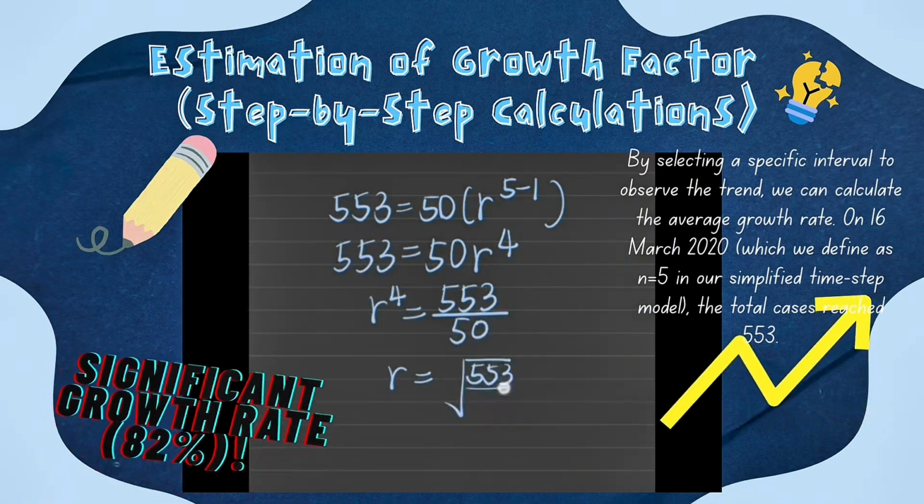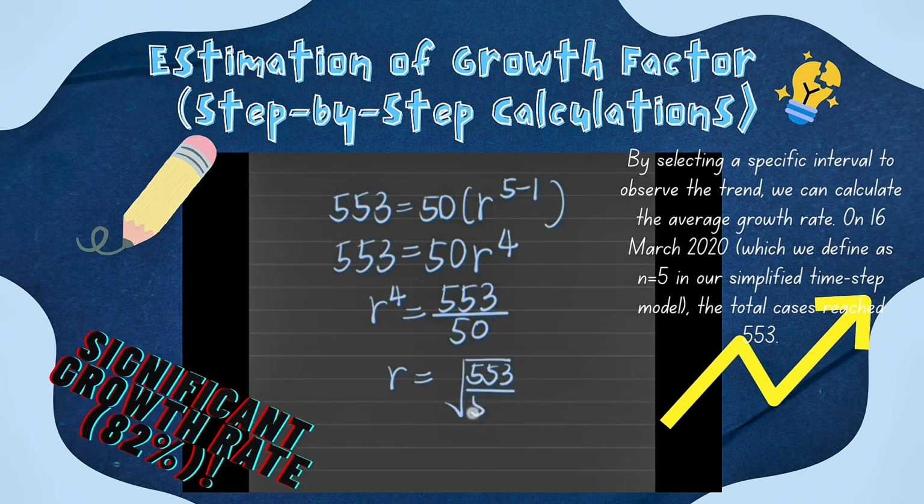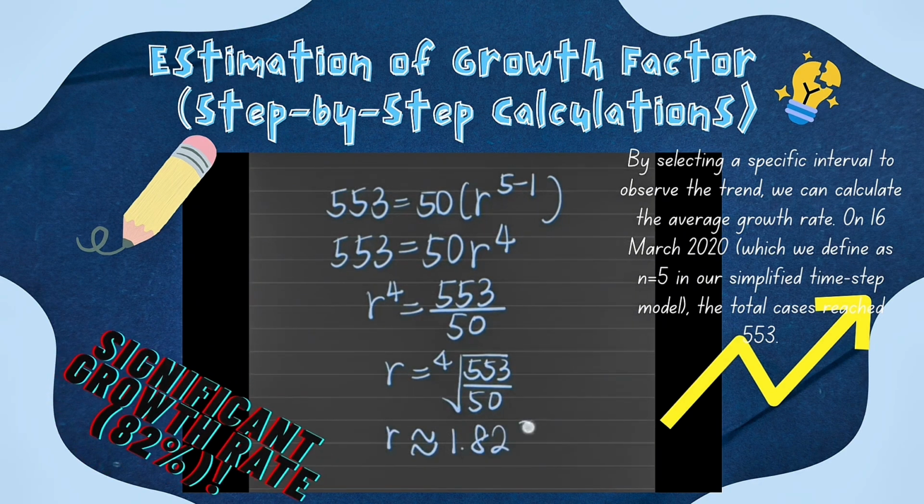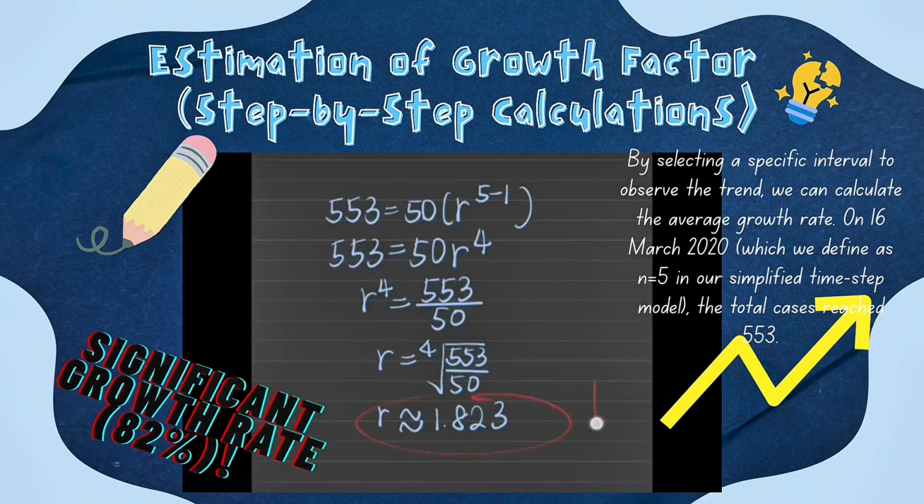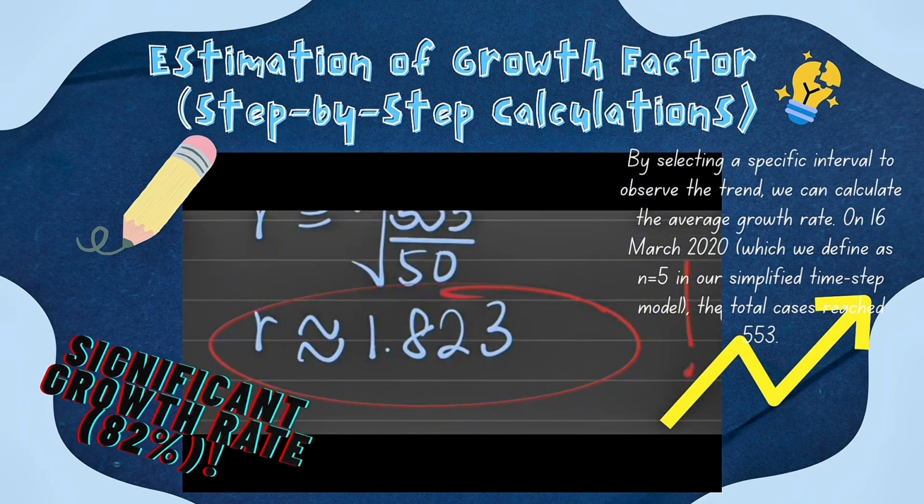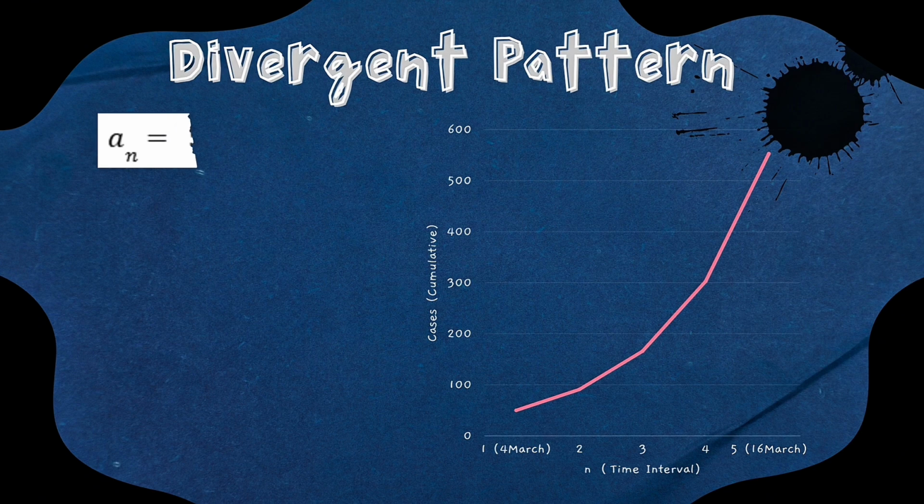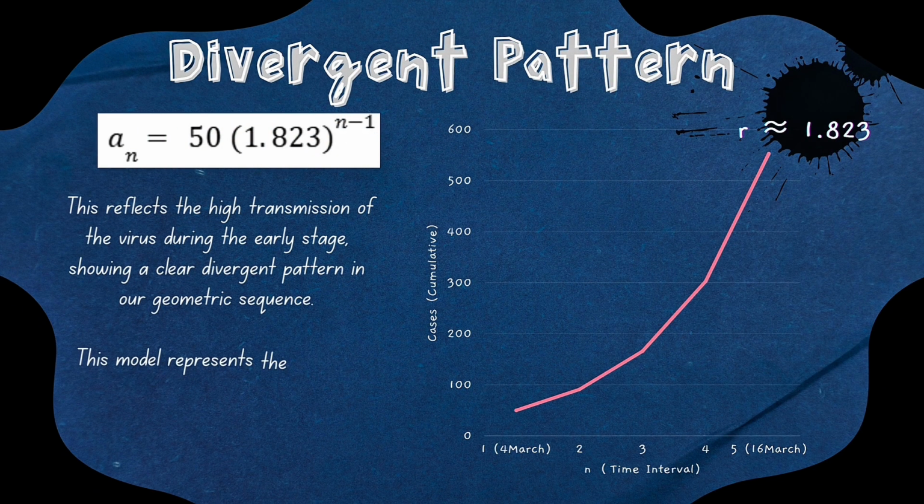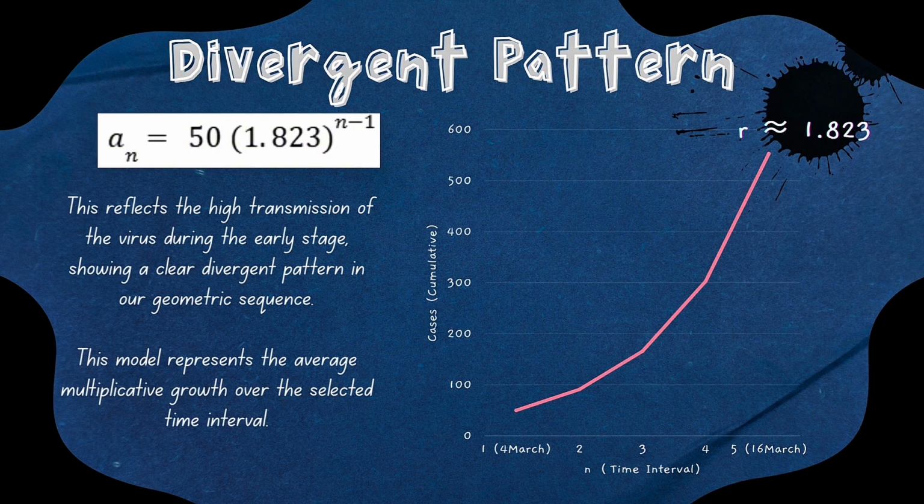To find our growth factor r, we substitute these values into the equation. Then we take the 4th root to find the common ratio. This gives us an r value of approximately 1.823. This means the virus was spreading at a rate of 82% per interval. So now we can see the divergent pattern. This reflects the high transmission of the virus during the early stage, showing a clear divergent pattern in our geometric sequence. This model represents the average multiplicative growth over the selected time interval.